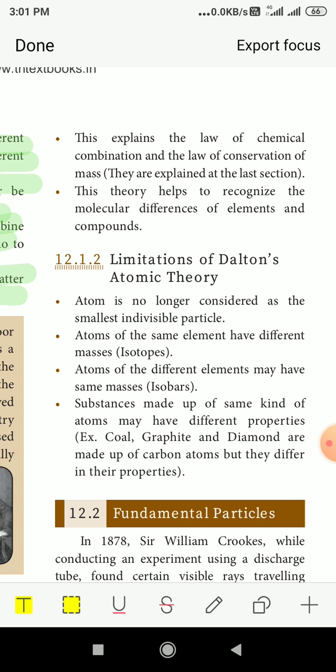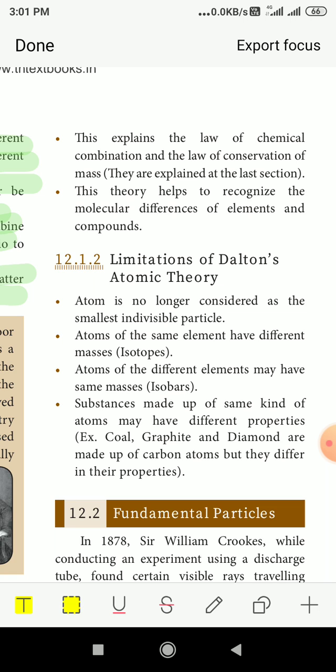Atoms of the same element have different masses. So, atoms of the same element will have different masses, different weight. Atoms of different elements may have the same masses also, isobars. Sometimes, the same kind of atoms may have different properties. Coal, graphite and diamond are made up of carbon atoms, but they differ in their properties. So, coal, graphite and diamond all have carbon content, but they have different properties.